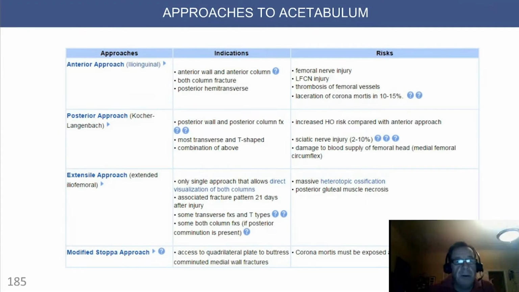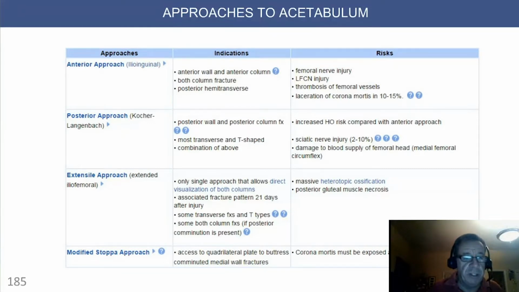Approaches to the acetabulum. I'm going to do this relatively quickly with the time remaining. I would say that for the recertification examination, I would look at this page or slide number 185. It summarizes the approaches to the acetabulum, the indications, and the structures at risk, ranging from the anterior approach, the extensile Coker-Langenbach, the extended iliofemoral, and then the modified stop approach to the quadrilateral plate.